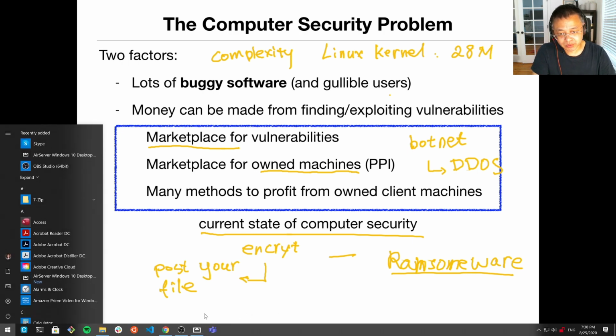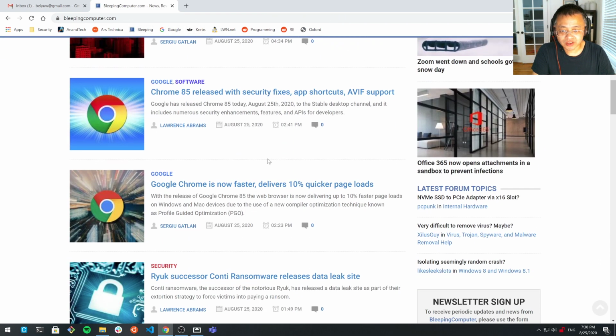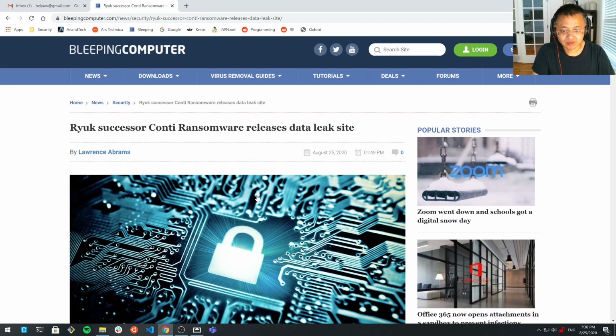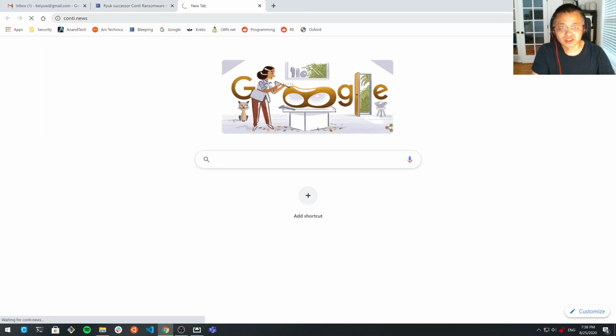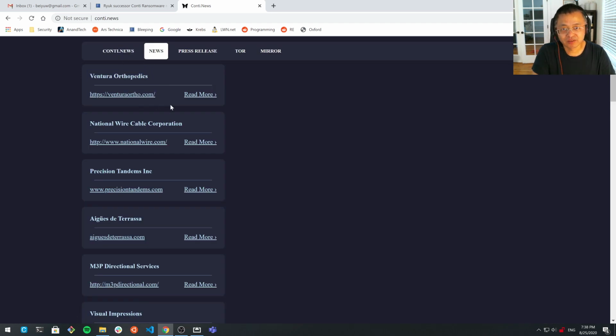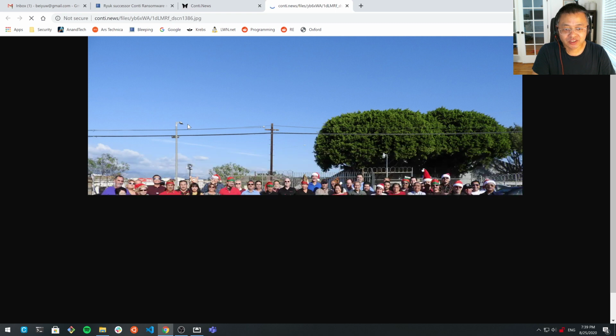Here, let's look at a quick example. Let's go to here. Okay, here you can find the information about this ransomware. Normally you should not visit this website, right? But for educational purposes, let's take a look. If you look at this, National Wire Cable Corporation, you can see there are a lot of files. In this case, it's mostly image files. I have opened this one, and it's actually a Christmas photo.